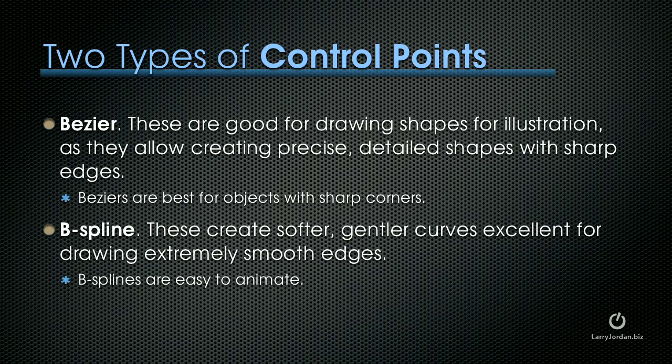There are two types of control points: Bezier and B-spline. Bezier we're familiar with from Final Cut. These are good for drawing shapes for illustration as they allow creating precise, detailed shapes with sharp edges. Beziers are best for objects with sharp corners. B-splines, on the other hand, create softer, gentler curves, which are excellent for drawing extremely smooth edges. Beziers can be animated, but B-splines are easier to animate.